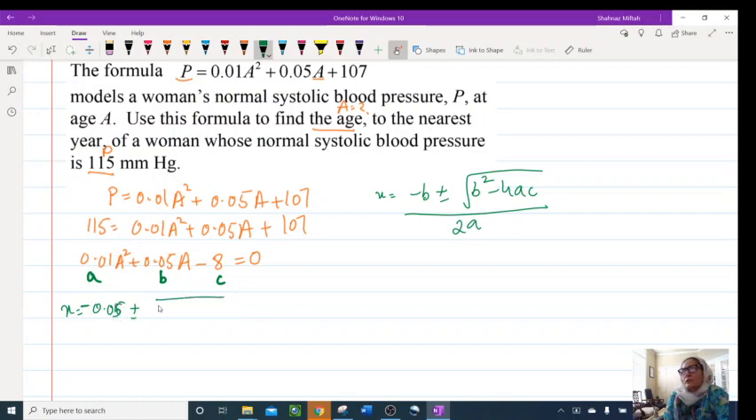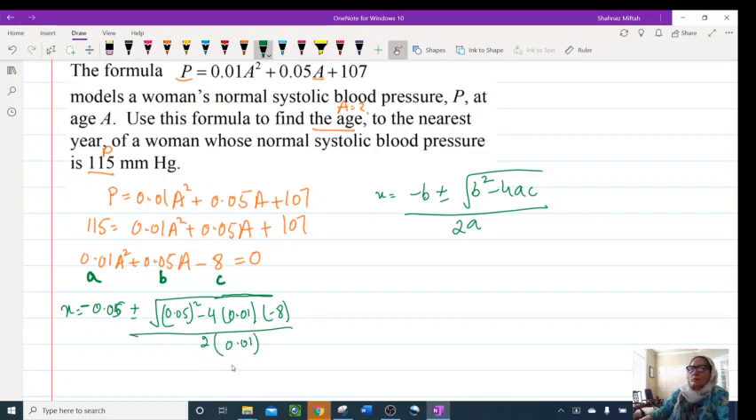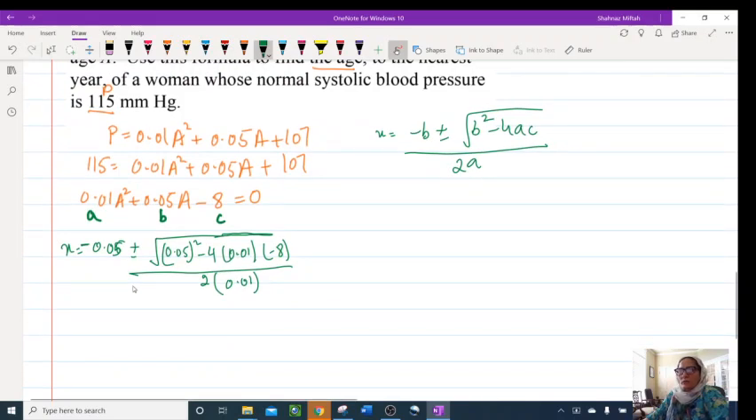Then I have a square root, and inside the square root we have b, which is 0.05, squared, minus 4. Be very careful when you plug in the numbers in any kind of equation. If you plug them in wrong, your whole thing is wrong. A is 0.01, C is -8. And in the bottom, I have 2 times A, which is 0.01. Okay, I plugged in everything and I checked again. I'm careful. Everything looks good to me. Then let's solve.